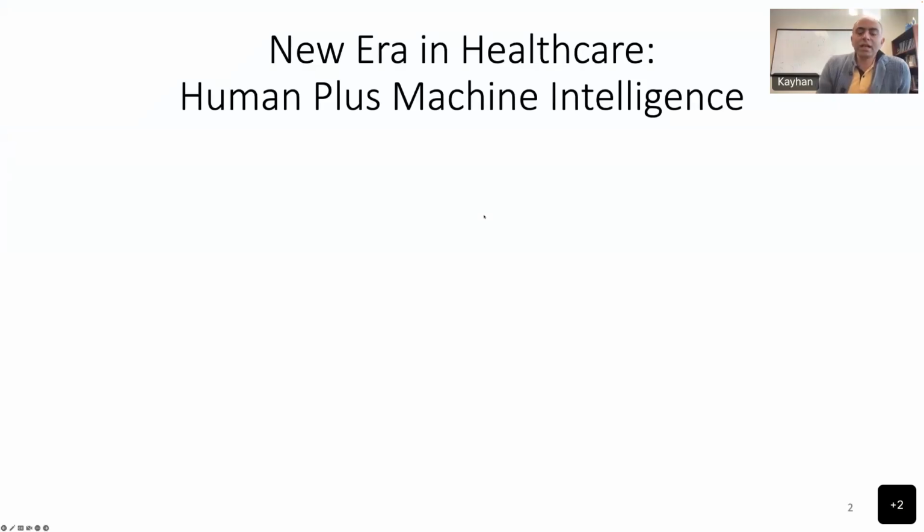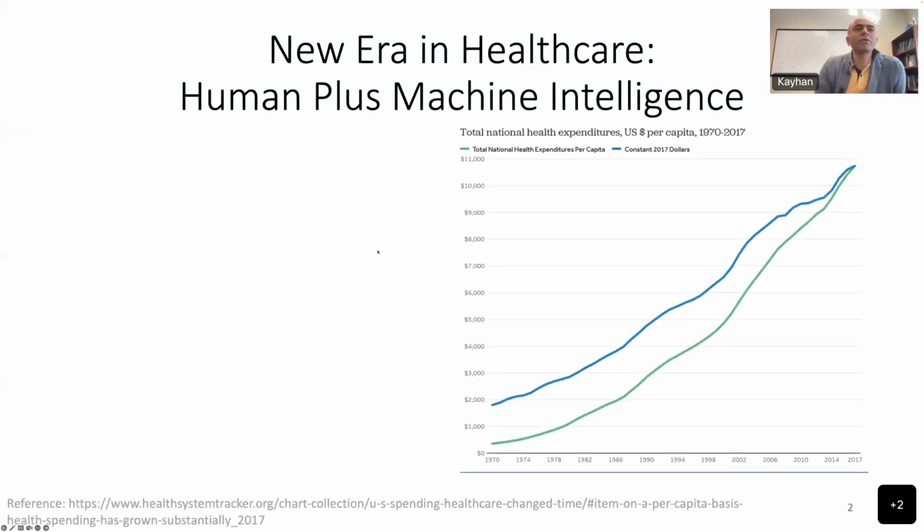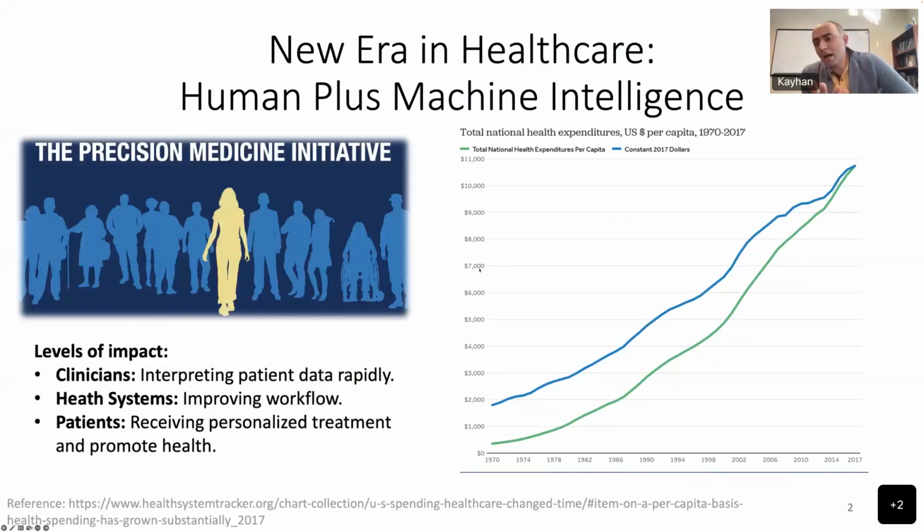So let's get started. The healthcare industry is arriving in a new era in which AI is increasingly adopted in the clinical workflow. One of the driving forces of such adoption is the increasing cost of healthcare expenditure. This graph shows the cost of healthcare increasing from 1970, even after correcting for inflation. It has experienced a six-fold increase. Adoption of AI is going to have an impact for clinicians and the healthcare system by making them more efficient, and also for patients in terms of receiving personalized healthcare.